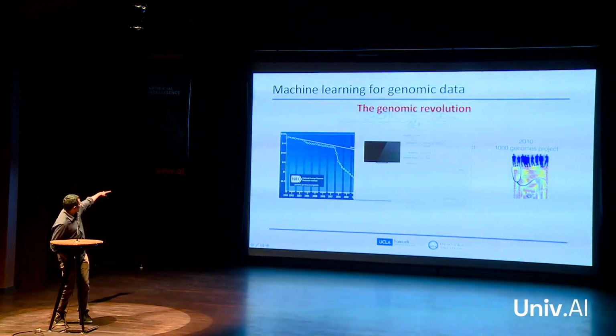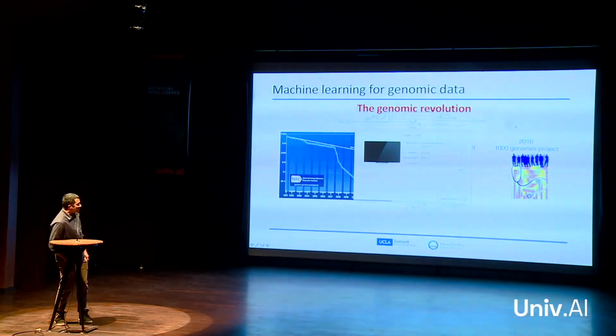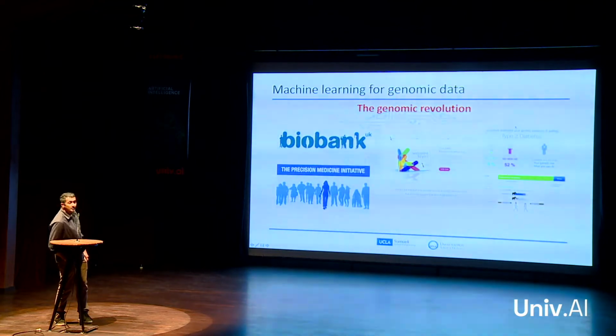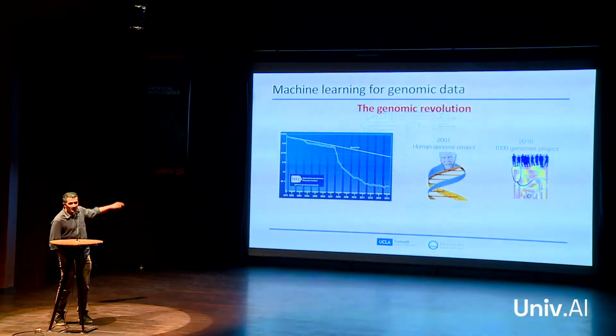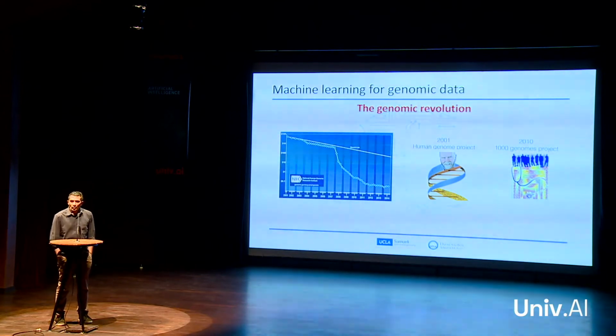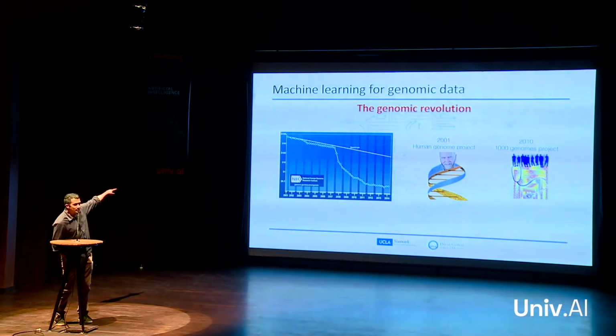So the graph on the left is cost of DNA as a function of time. And you see that line here. That line is what we know as Moore's law. Moore's law says the cost of computing halves every 18 months. And the blue line shows the cost of DNA sequencing.